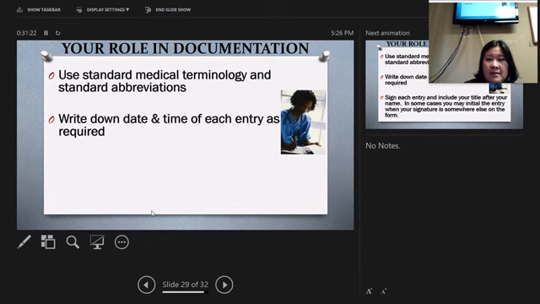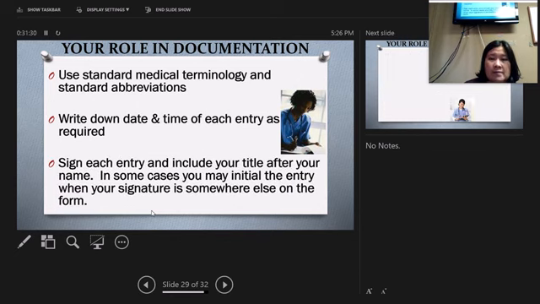Write down the date and time every time you write an entry. If you're doing it on a computer, it automatically timestamps it for you. But if you are writing something in a chart, you start your entry with a date and time, put what you need to put for your objective information, and then sign it with your name and title at the end.